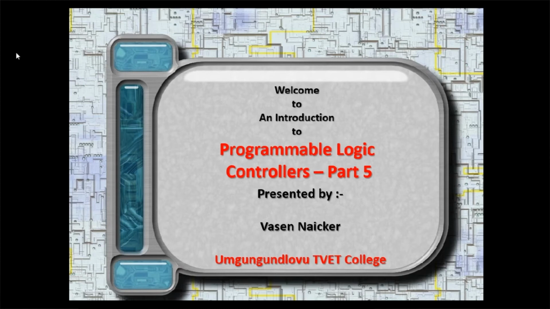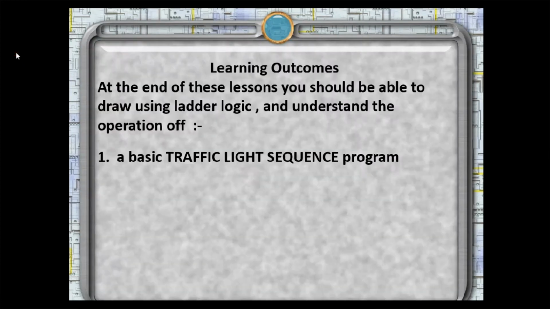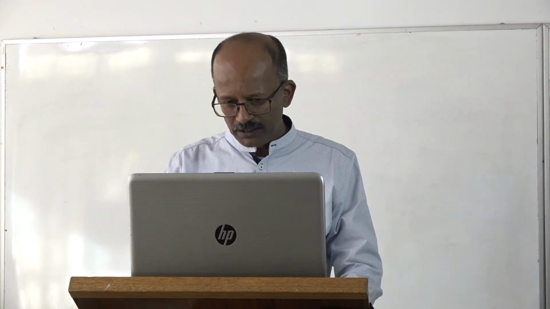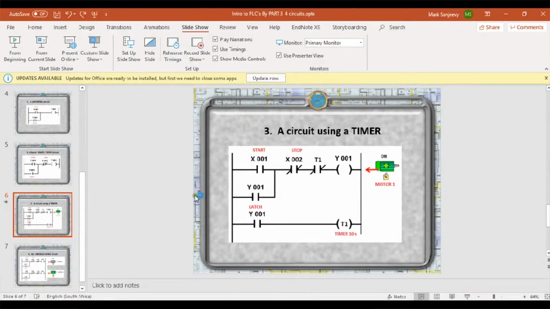Just to recap as well, remember I said at the end of these lessons we are going to do the traffic light, but I want to go back to one little thing that we did in the previous lesson, which was a simple timer circuit. I've got that up on the board in front of me. I'm not going to put it back on there now.